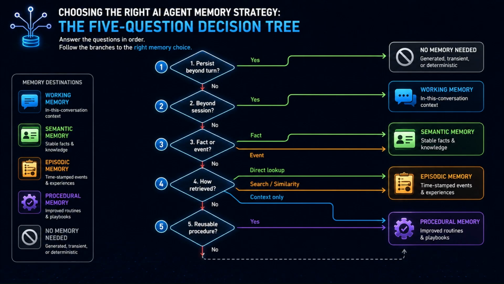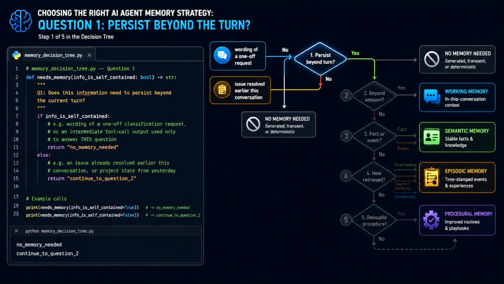Let's walk through every single one of these 5 questions in detail, with real code showing exactly how each decision gets made. Question 1 separates information that genuinely needs memory from information that only looks like it does at first glance. On screen, a simple Python classifier function representing this first branch. Self-contained information needs 0 memory, the wording of a one-off classification request, or the intermediate output of a tool call used only to answer the current question. Both die naturally the moment the turn ends.